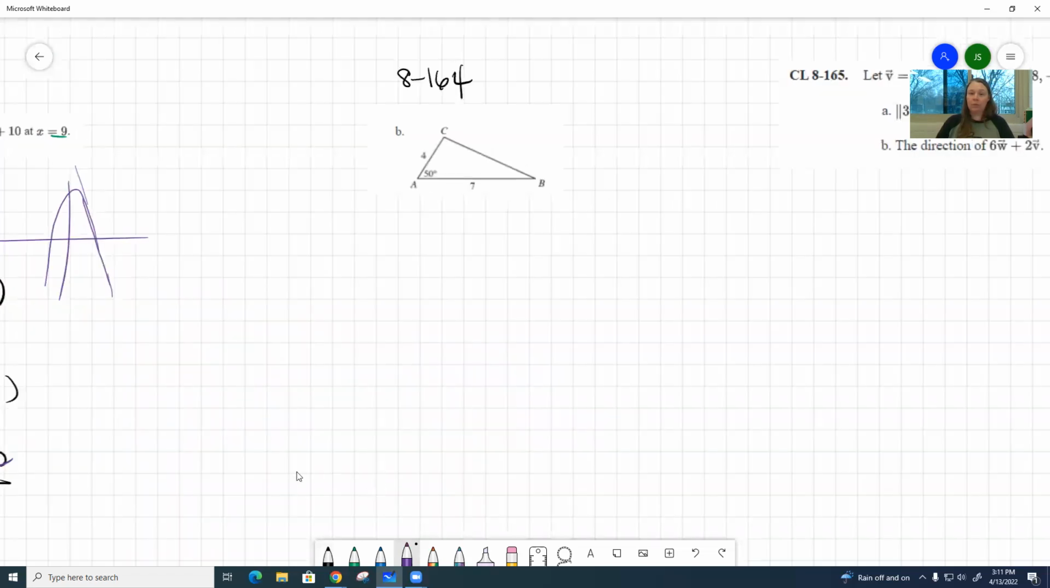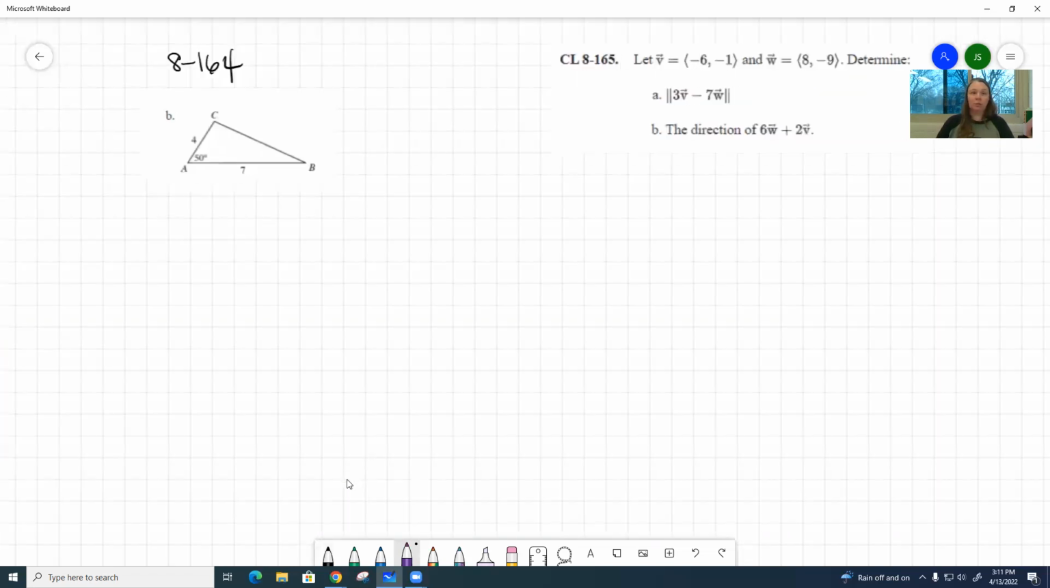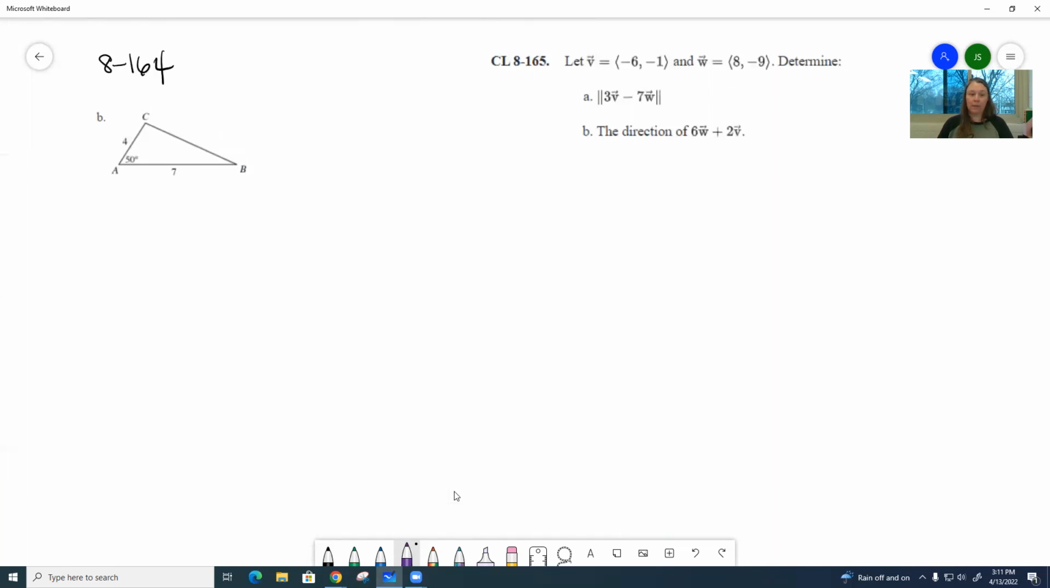Okay, 164b, we were asked to solve the triangle. Just doing part B in this one. So that means find missing sides and angles. The first thing I would do is, I see this angle, I would find the side across from it. I don't have enough information for law of sines because I would need 2 angles. So law of cosines, I'm looking for C.